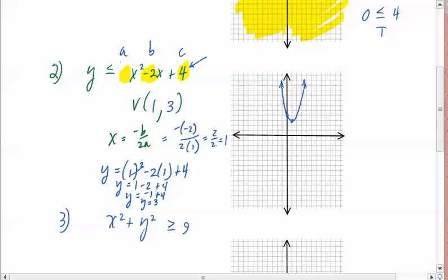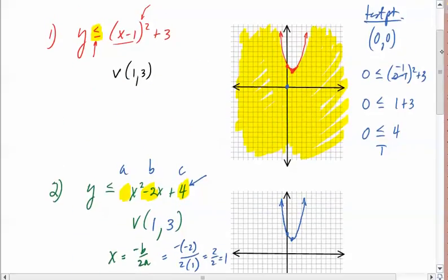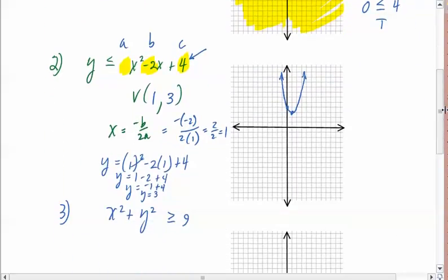Okay, so this is less than or equal to. Let's look at what this one was. This one was less than or equal to. So we know, of course, that the shading is going to be, well, let's try that again. We know that the shading is going to be out here.